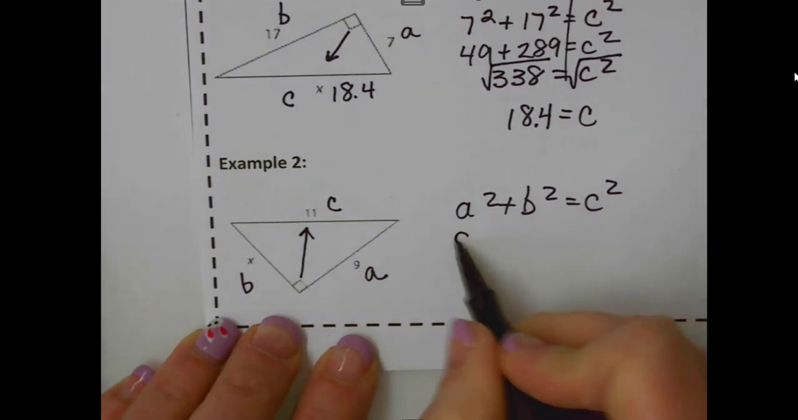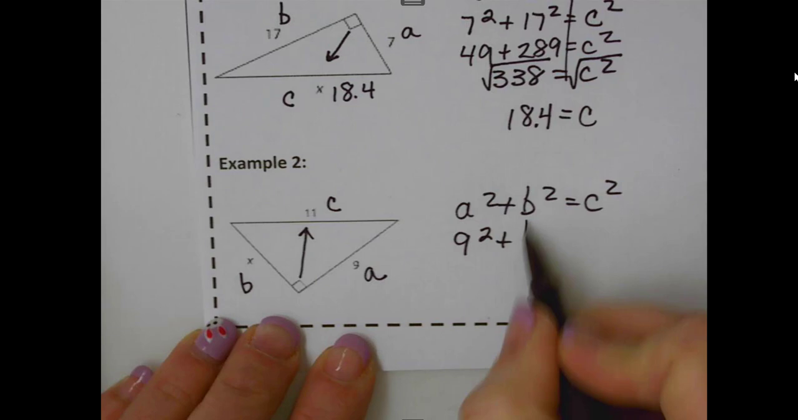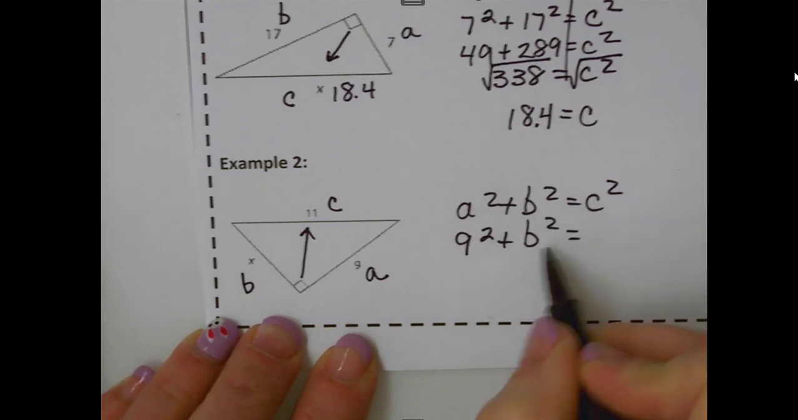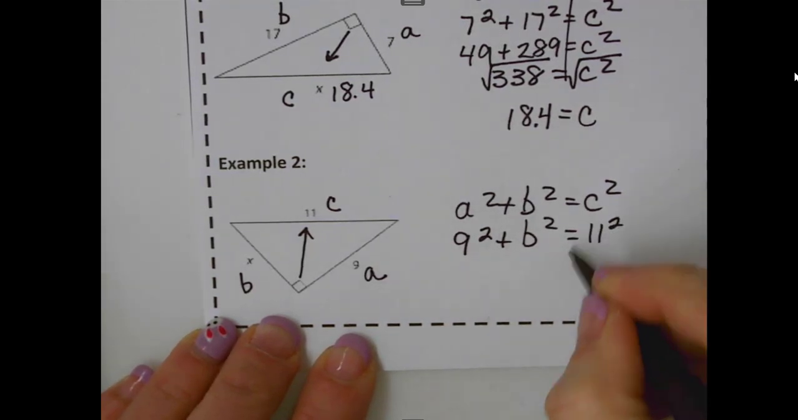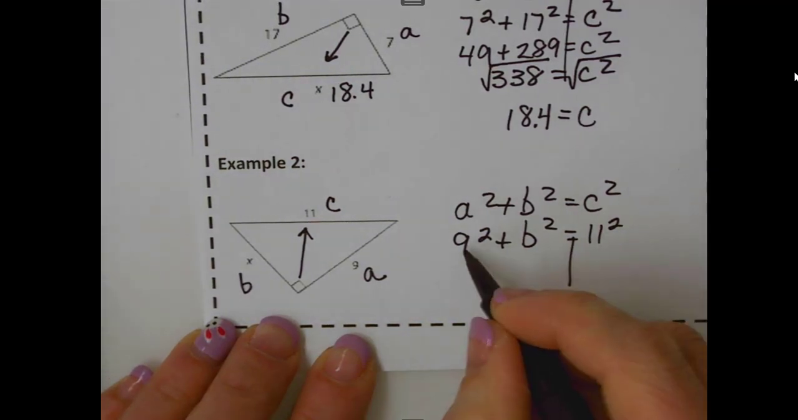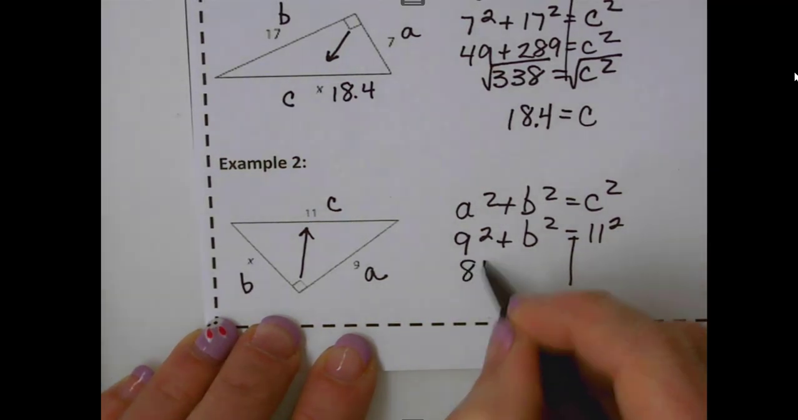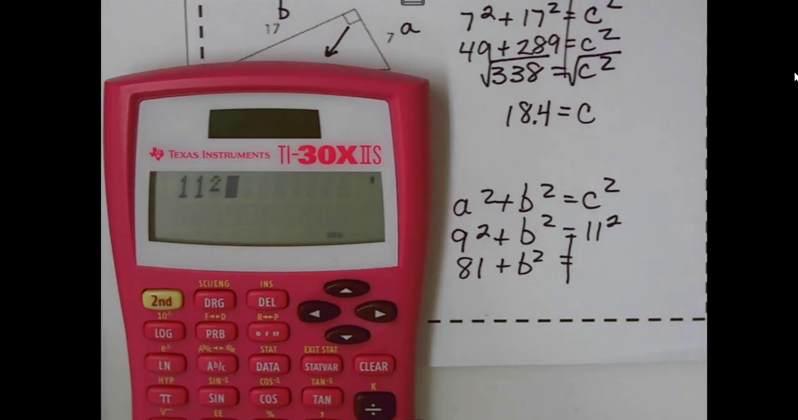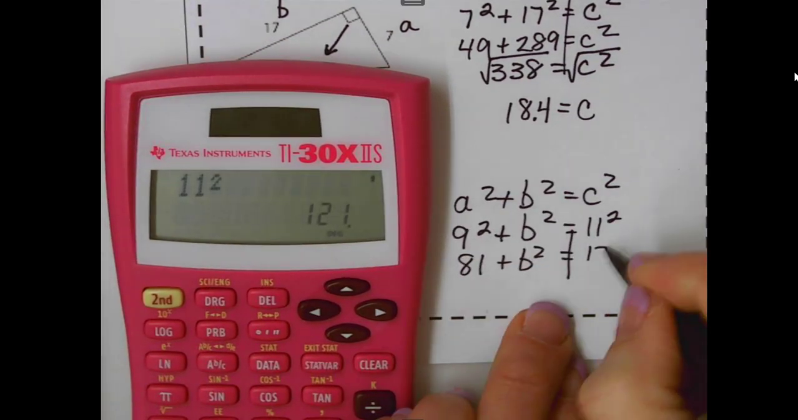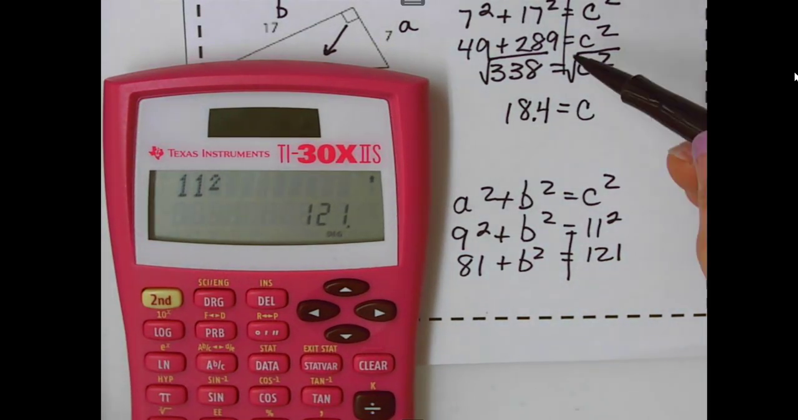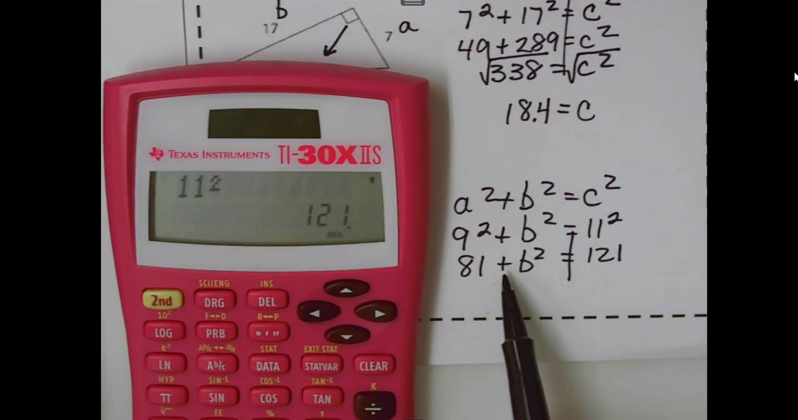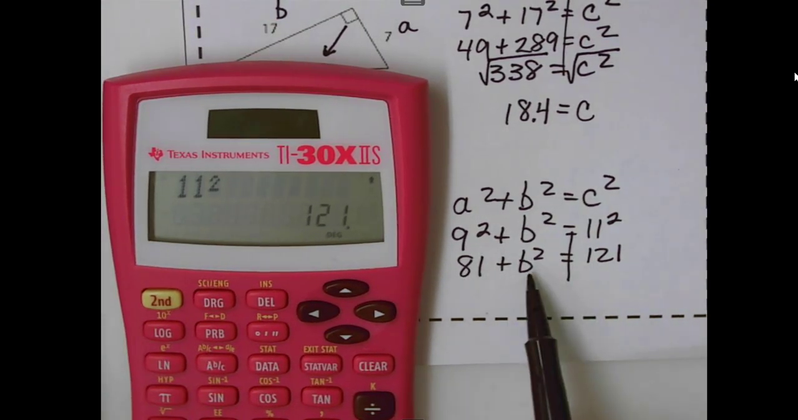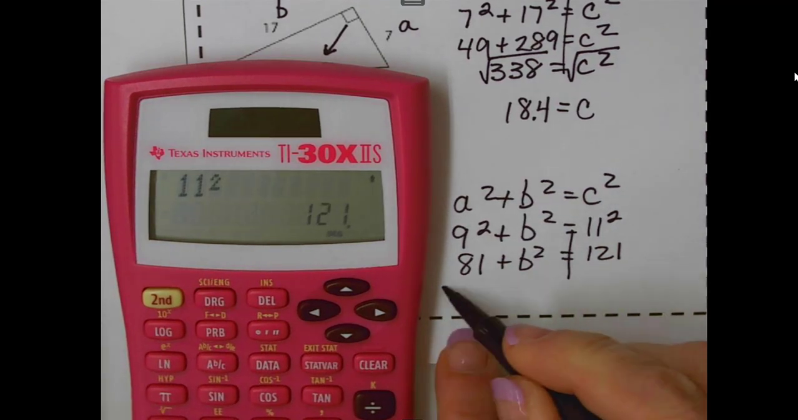I have that a is 9. I don't know b. Remember, this could have been interchangeable either way, and that equals 11 squared. 9 squared, 9 times 9 is 81. And 11 squared, you need to type that in, 121. Now, unlike up above, where we added those two legs together and then took the square root, you can see here the inverse of addition would be subtraction. So I'm going to have to subtract 81.